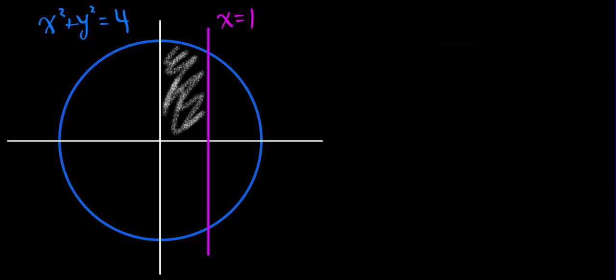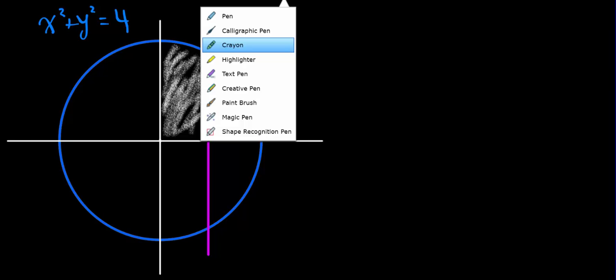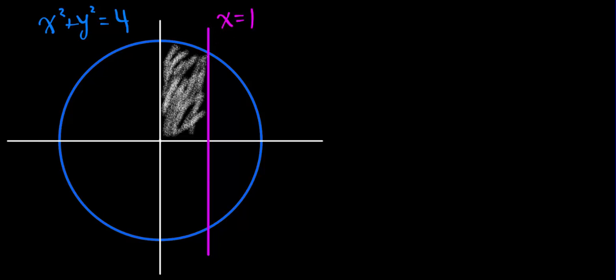Here we have x squared plus y squared equals 4 and x equals 1. What we want to do is find the area of this little region right here, bounded by x equals 1 and x squared plus y squared equals 4. We're going to use polar here, so let's first convert things to polar. This circle is going to be r equals 2.